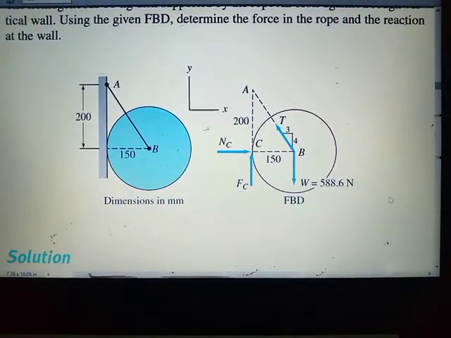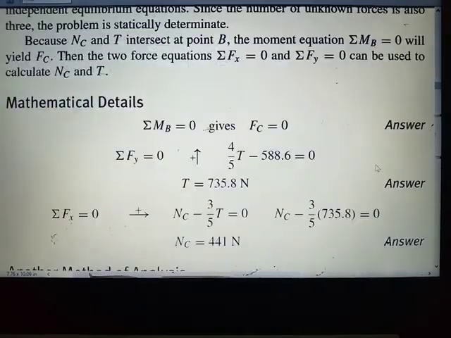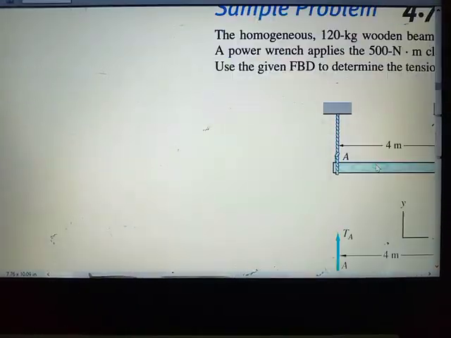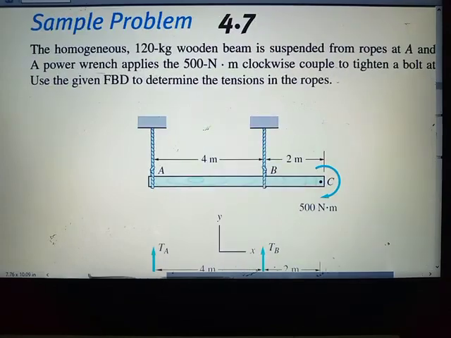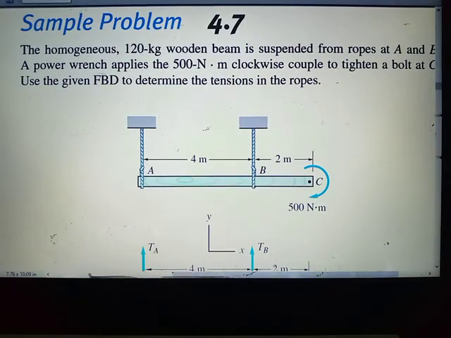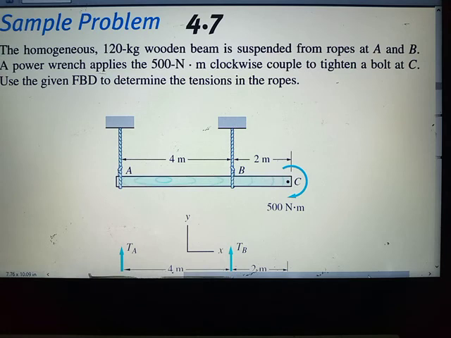Okay, so we proceed to the next problem. This is problem 4.7. The homogeneous 120 kilogram wooden beam is suspended from ropes at A and B. The power applies a 500 Newton clockwise couple tightened to bolt C. So we have a couple here, or a moment. Use the free body diagram to determine the tension in the ropes.